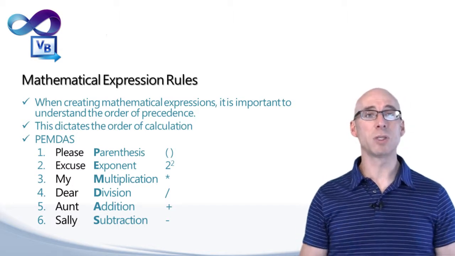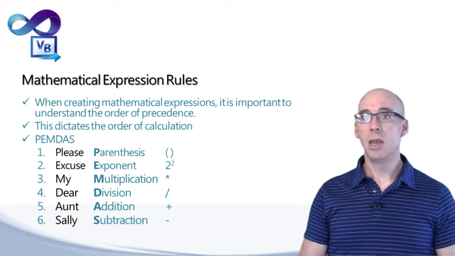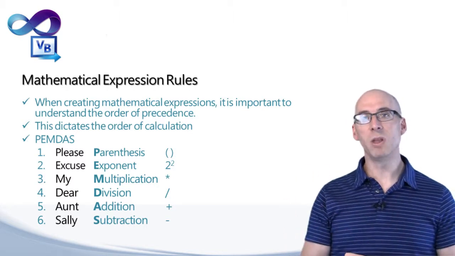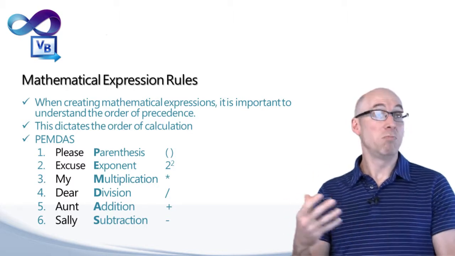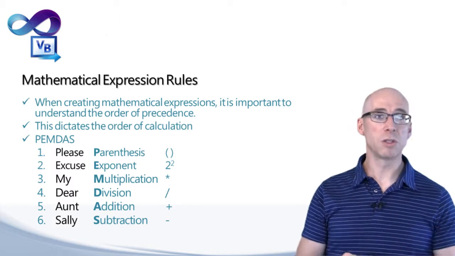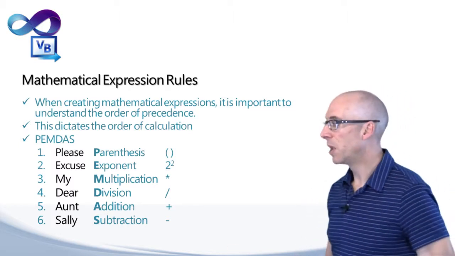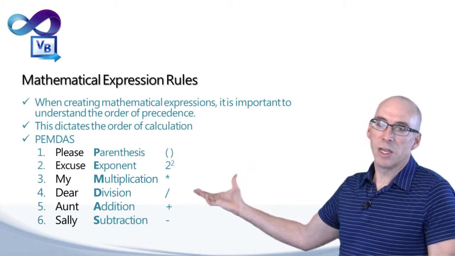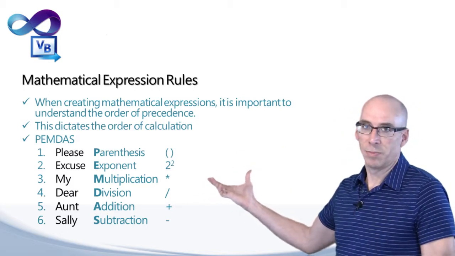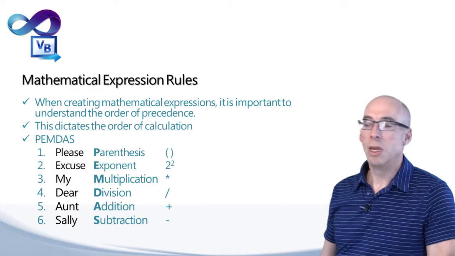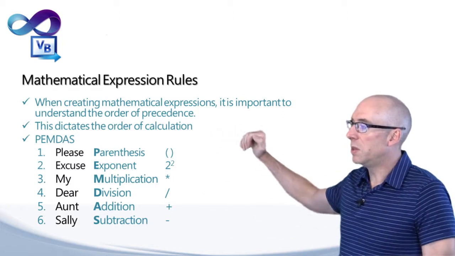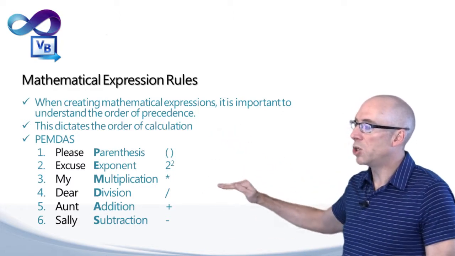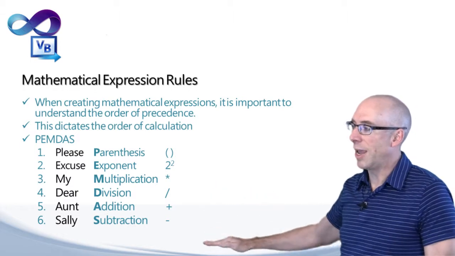They had to come up with some type of a standard, because if they didn't, you could put in the exact same formula, and if they didn't have the standard, different operating systems could give a different result. So they came up with this. The shorthand for this is called PEMDAS. PEMDAS is an acronym that says parentheses, exponent, multiplication, division, addition, and subtraction.